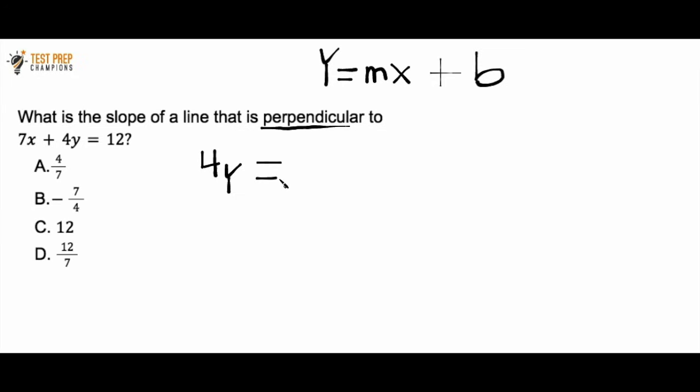So what I'm going to do here is I want to start by getting the y by itself. So let me just right off the bat get rid of this 7x. So since it's positive 7x, if I subtract 7x, I'm going to cancel this out.